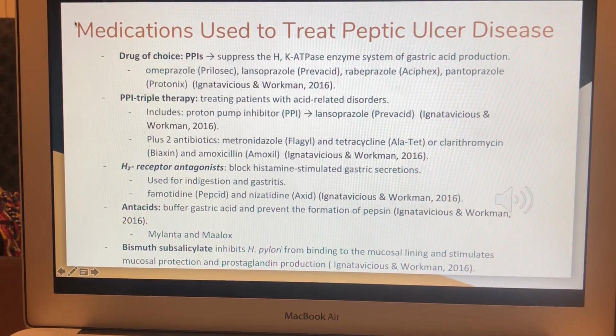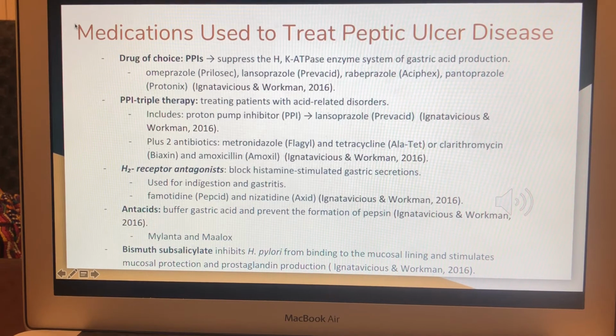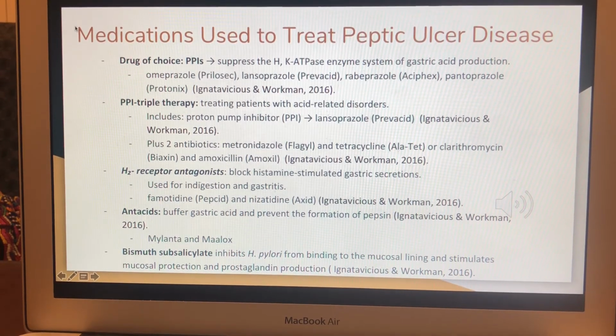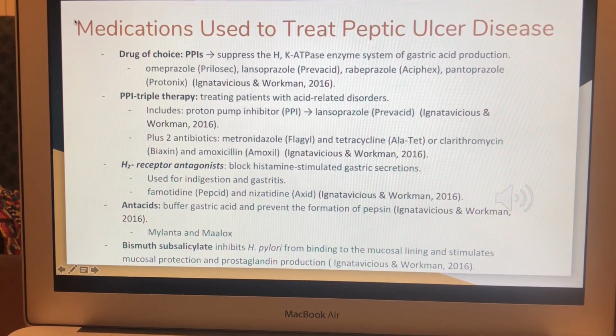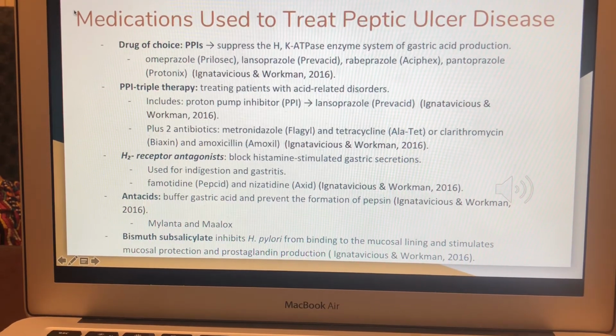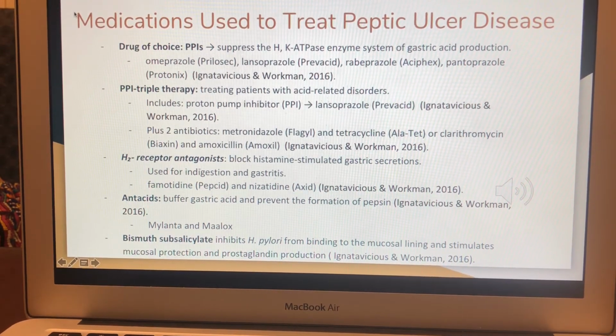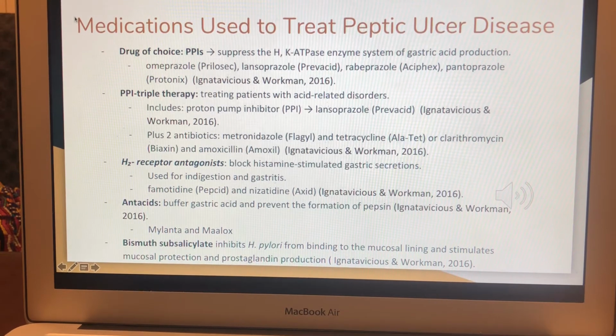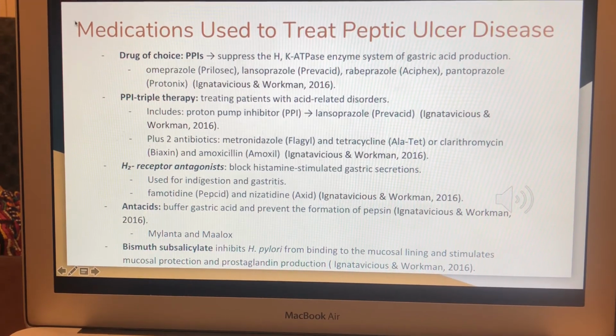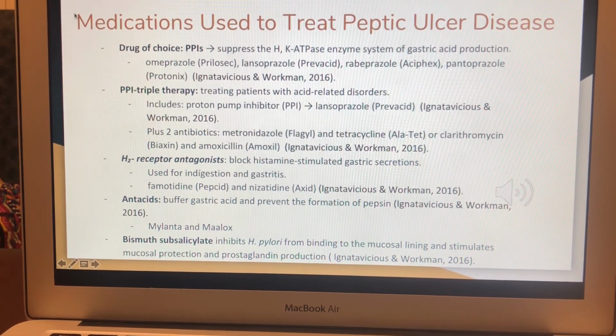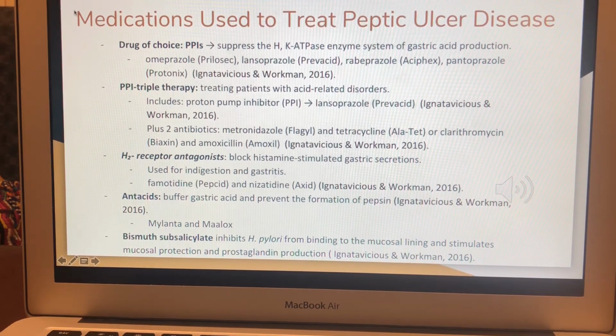Proton pump inhibitors are the drug class of choice for treating patients with acid-related disorders. Omeprazole, lansoprazole, rabeprazole, and pantoprazole are a few examples. These drugs suppress the H+/K+ ATPase enzyme system of gastric acid production.